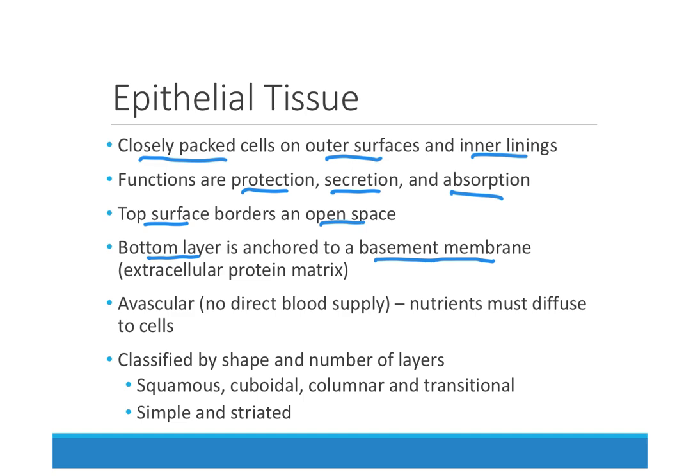Epithelial tissue, interestingly enough, is avascular. It has no direct blood supply, and so the nutrients have to get to living cells by diffusion, moving across cell membranes up through layers, which means living epithelial tissue is not particularly thick. Epithelial tissue is classified by the shape and the number of layers found in it. So we talk about squamous, cuboidal, columnar, or transitional epithelial tissue that is found as either simple or stratified. And you'll see what those words mean in a minute.